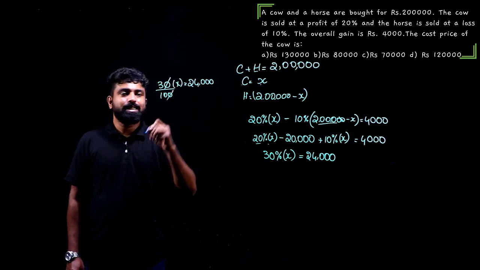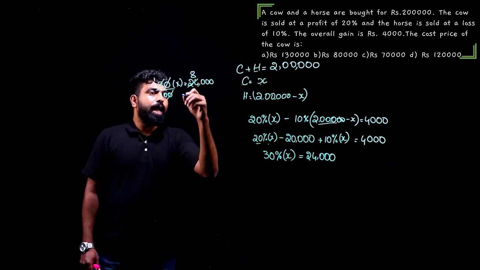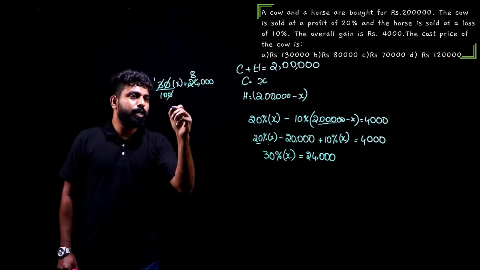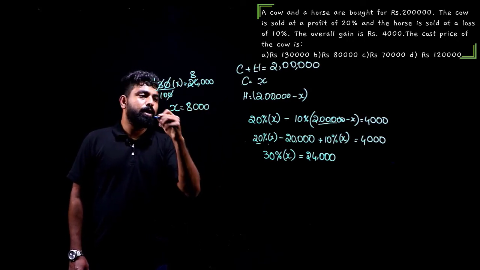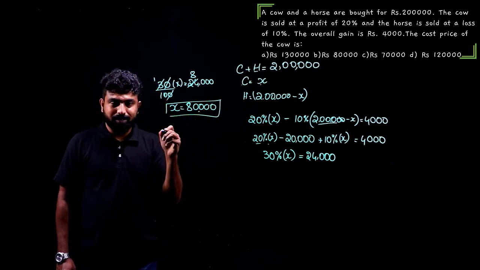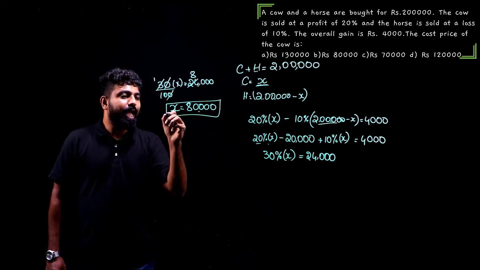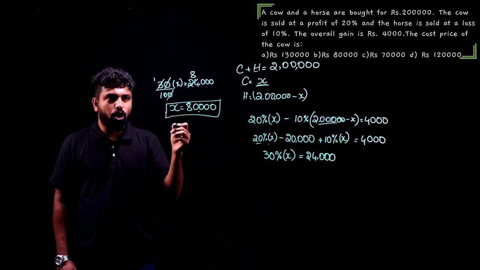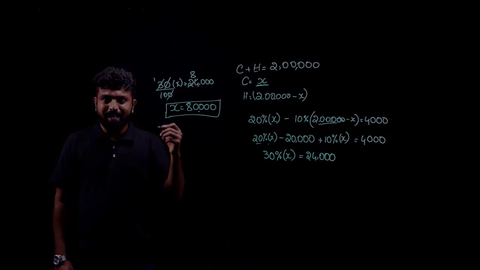The 10 and 10 get cancelled. 3 ones are 3, 3 eights are 24, so 8,000 will be 8,000 into 10, which is nothing but 80,000. So the value of X is 80,000, which means my price of the cow is 80,000. Do we have that in our options? Yes, option B is 80,000, which is my final answer.